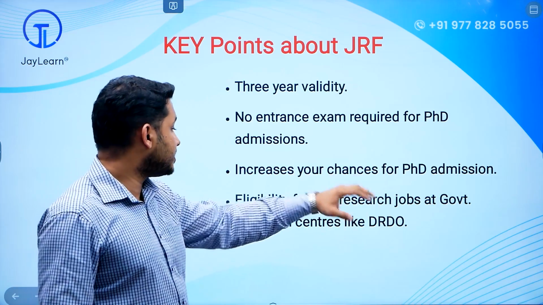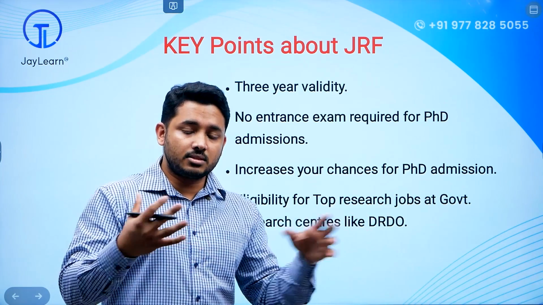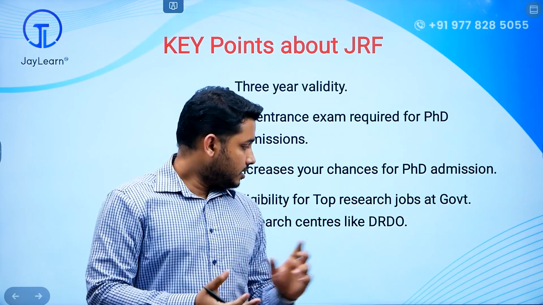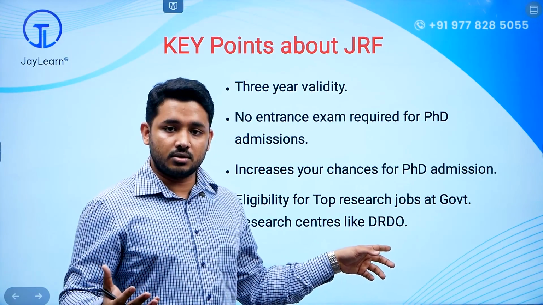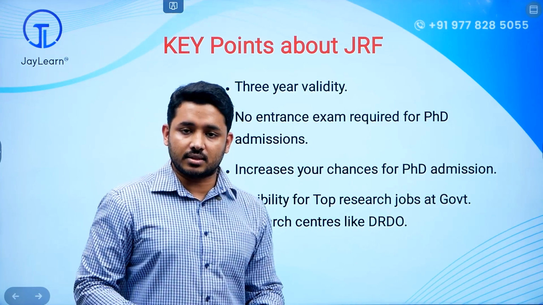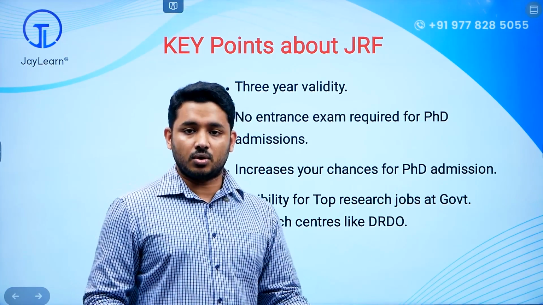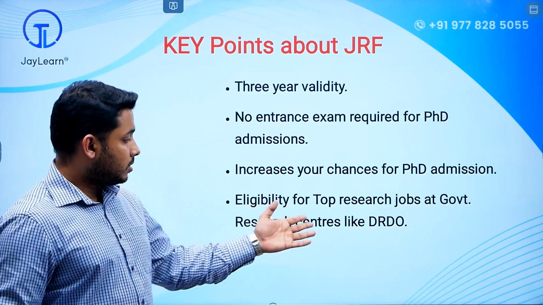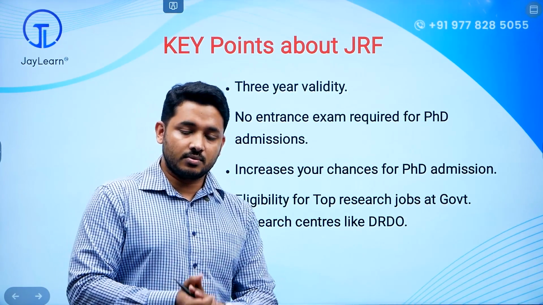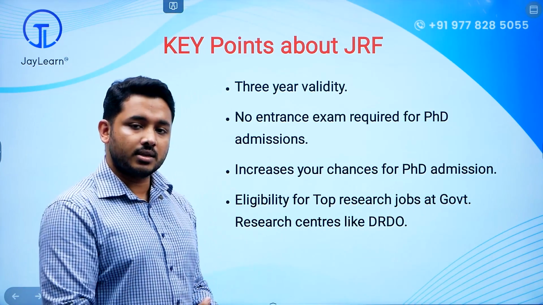Eligibility for top research jobs at government research centers like DRDO. So there are certain science-based JRF and NET subjects. And DRDO is a top research institute. It's Defense Research Development Organization. So there are other organizations like this. So they select the candidates based on GATE and NET scores. GATE and NET scores. So you can be a scientist. You can be a scientist in DRDO if you have JRF. For certain subjects, that is, you just visit their DRDO career website and you can see that.